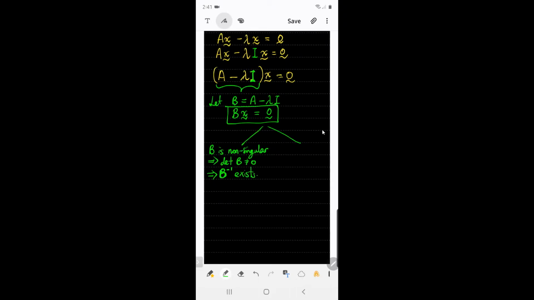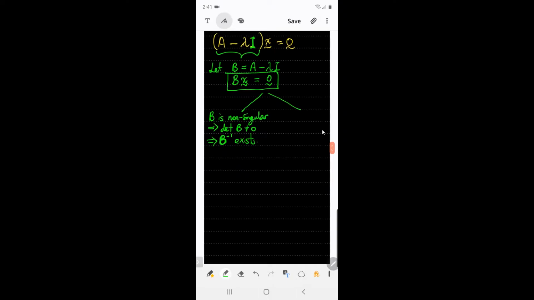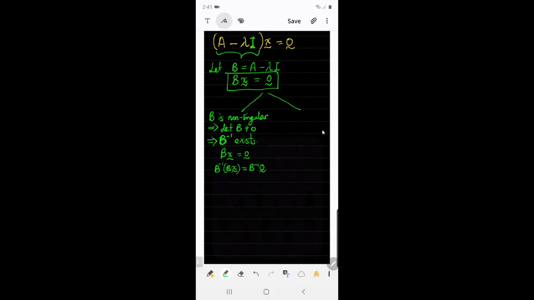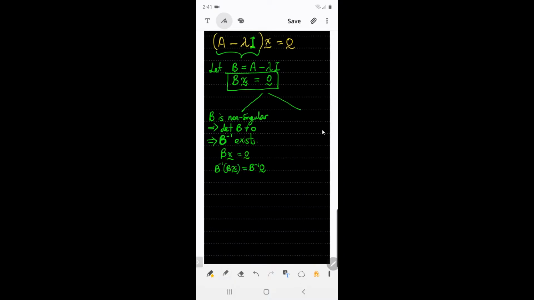Okay, so this is how I solve the problem. If B inverse exists, then in order to solve the equation Bx equals the 0 vector, I can now put B inverse in front. So I have B inverse times the 0 vector. When B inverse and B come together, these two cancel out and give you the identity matrix. So you have the identity matrix times x is equal to, now what is B inverse times the 0 matrix?